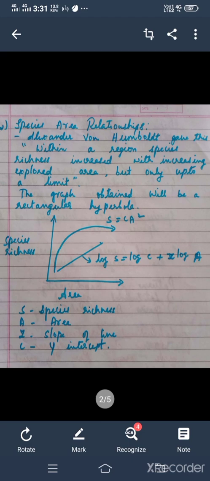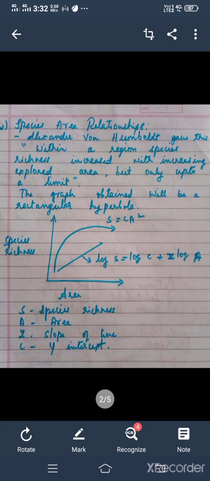Next one is species area relationship. This was given by Alexander von Humboldt. He explained that within a region, species richness increases with increasing explored area, but only up to a limit. We can see in the graph, there is a graph of area against species richness.